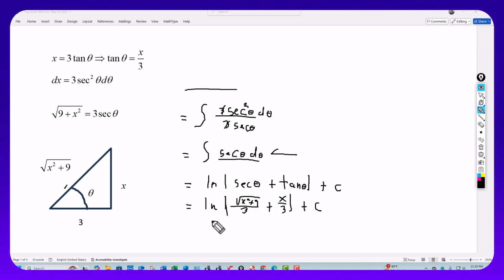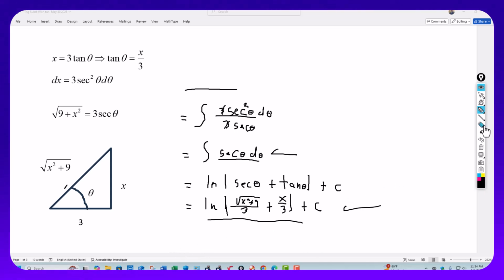So the final answer, if you leave it in this form, is the natural log of the absolute value of the square root of x squared plus 9 over 3 plus x over 3, plus the constant of integration. I've mentioned before that sometimes you work out a problem and the answer from the back of the book doesn't match. This is correct. If you gave me this answer on a homework or a test problem, I would say great, unless I gave you special instructions to simplify to a certain point. Other than that, this is a good answer.